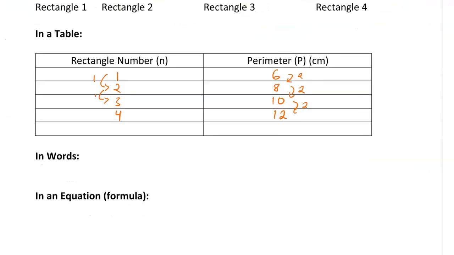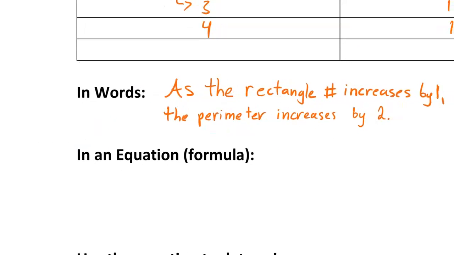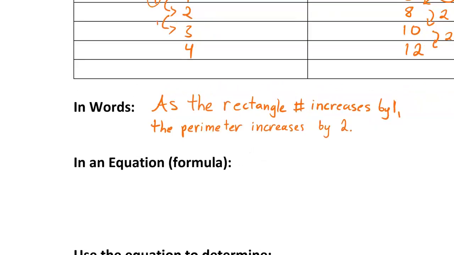So, in words, what are we noticing about the rectangle number and the perimeter? Well, as the rectangle number increases by 1, our perimeter is increasing by 2. The next thing it's asking for is an equation. So in a formula, what is this going to look like?